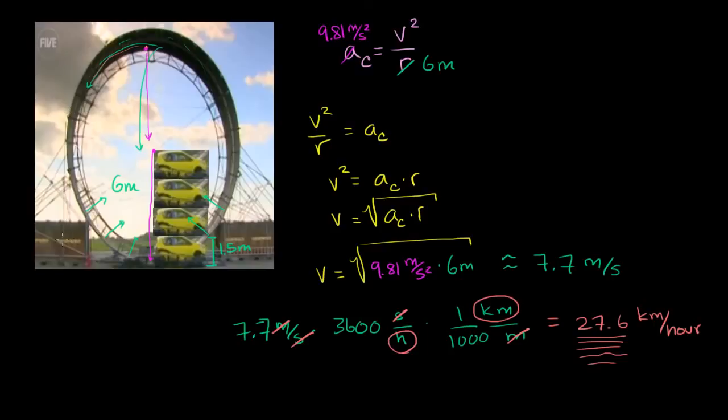Now what I want to do in the next video is actually time the car to figure out how long it takes to do this loop-the-loop, and we're going to assume that it's a circle, and we're going to figure out how fast its actual average velocity was over the course of this loop-the-loop.